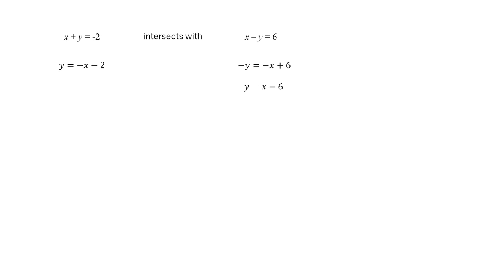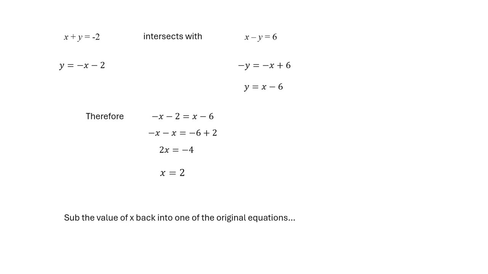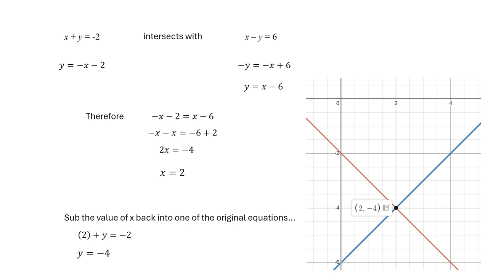Now that they're both in the same form and both right sides equal y, we can say that they are equal to one another. Simplifying and solving for x gives us a value of 2 for x. We can take that value and plug it back into one of the original equations and solve for y. Doing so gives us a value of negative 4 for y. So now we can say that the intersection of these two equations is 2, negative 4.